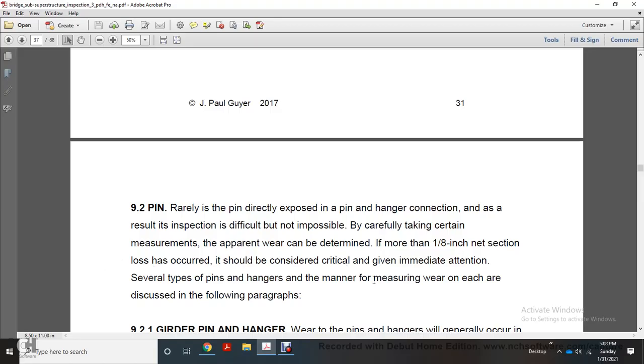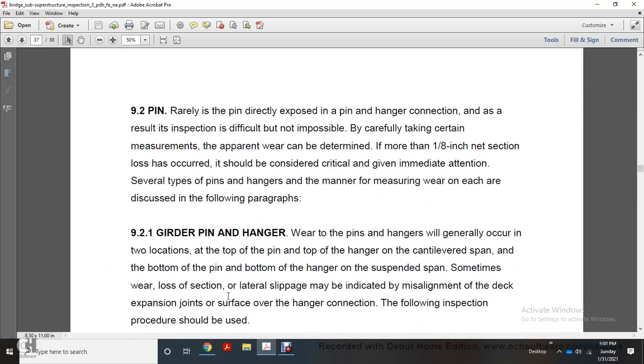So the types of pin and hanger wear, and the manner of measuring wear on each area, are discussed in the following paragraphs. Girder pin and hanger wear generally occurs in two locations: the top of the pin in a cantilever span, and the bottom of the pin and bottom of the hanger in a suspended span. Sometimes section loss or lateral slippage may indicate a misalignment of the deck expansion joint.